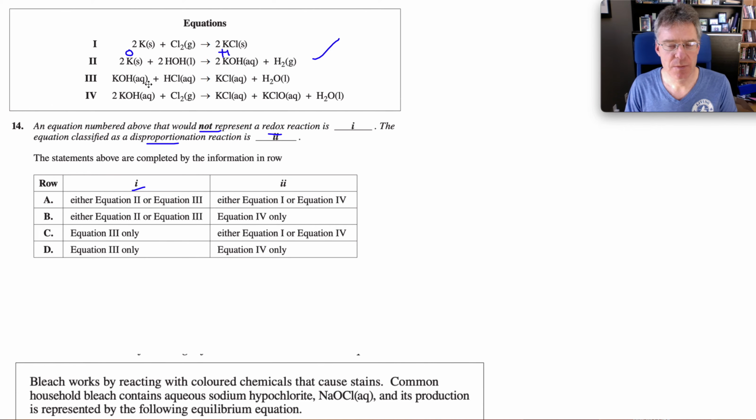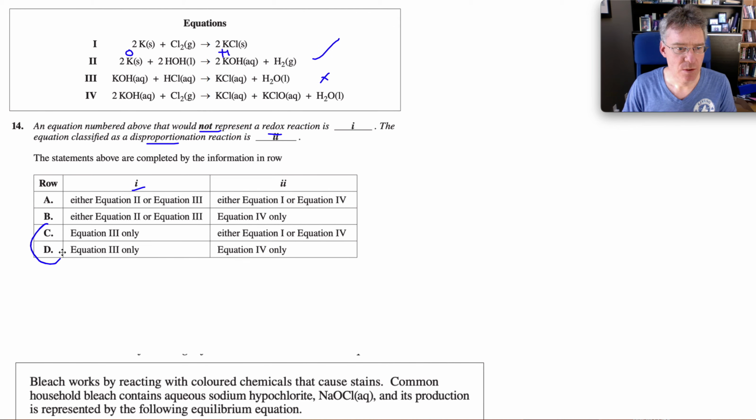And double replacements are never redox. Now, just because you have 2 things becoming 2 things doesn't mean it's double replacement. You have to be careful, but this is in fact a double replacement. The potassium and the hydrogen just switch places. So we have 2 ionic compounds. We do end up with a molecule and an ionic compound, but there's no change in oxidation state. Potassium is +1 on both sides. Oxygen is -2 on both sides. Hydrogen is +1 everywhere and on both sides. We've got hydrogen in 2 places, and the chloride is -1. So that's our example. That's not redox.